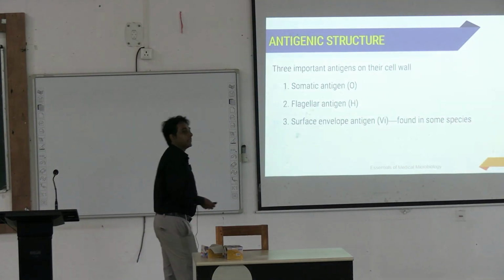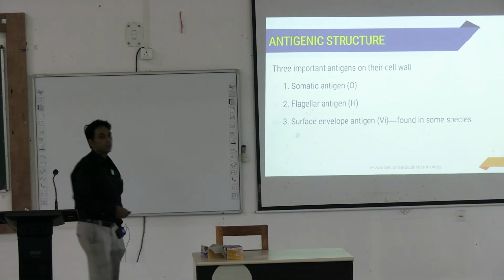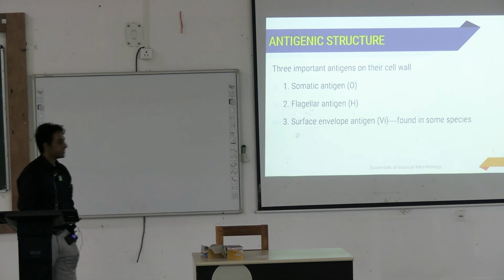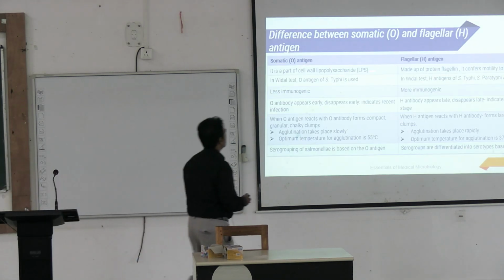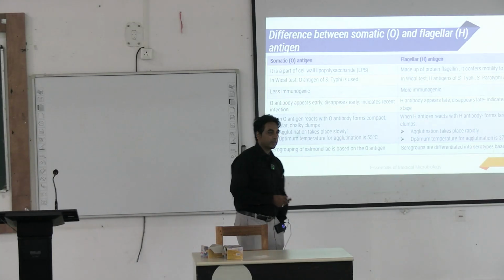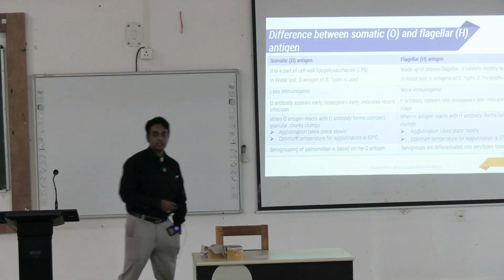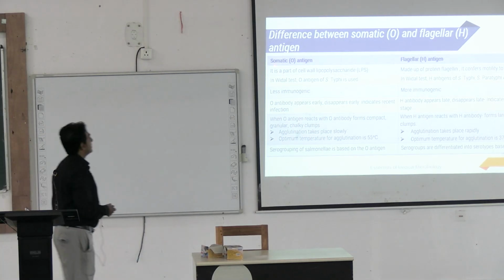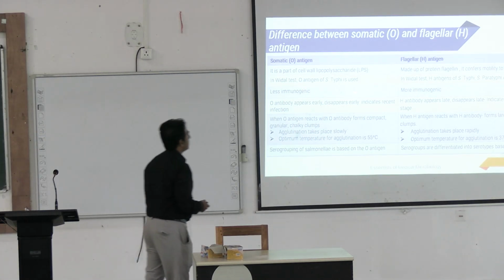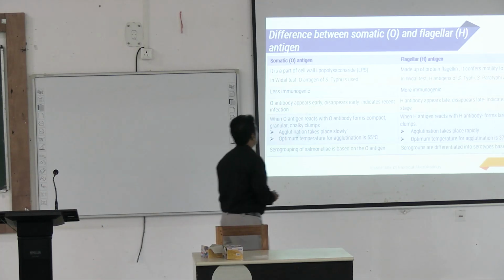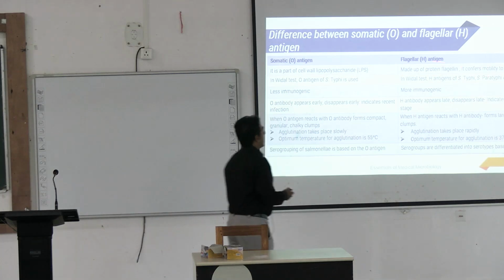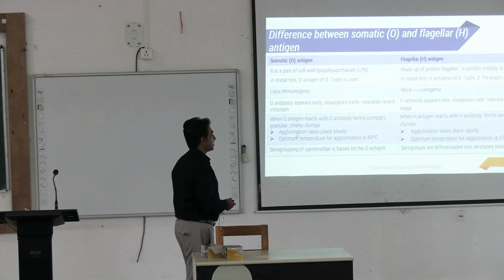Antigenic structure. There are 3 important antigens on the cell wall: the somatic O antigen, the flagellar H antigen, and the surface envelope Vi antigen, which is found in some species. Now, the difference between somatic O antigen and flagellar H antigen is very important, and this comes in both the theory and the practicals. The somatic O antigen is a part of the cell wall lipopolysaccharide, and the flagellar H antigen is made up of the protein flagellin and is the flagella, so it confers motility to the bacteria.